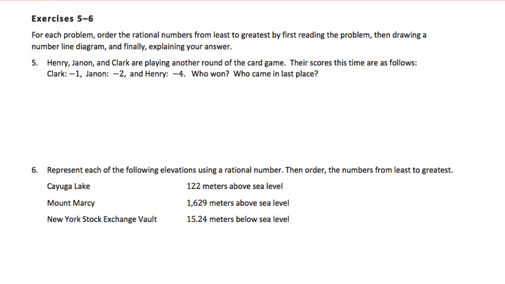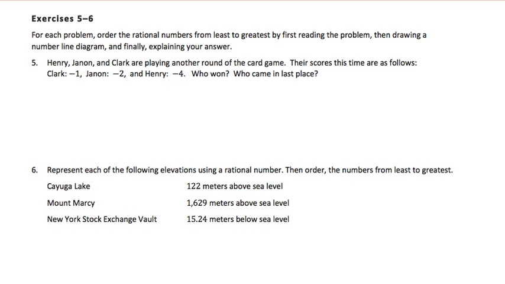Finally, in exercises 5 and 6, they ask us to order the rational numbers from least to greatest by first reading the problem, then drawing a number line diagram, and finally explaining your answer. I'm going to leave you to be drawing your own number lines for these two. Refer to the earlier examples if you need to. Question 5. Henry, Janet, and Clark are playing another round of the card game. Their scores this time are Clark -1, Janet -2, and Henry -4. Who won? Who came in last place?